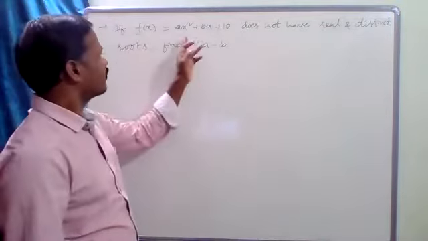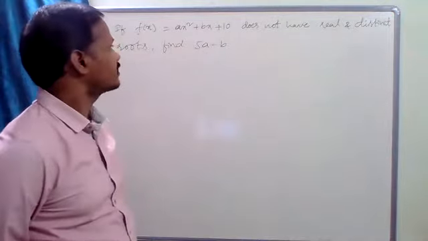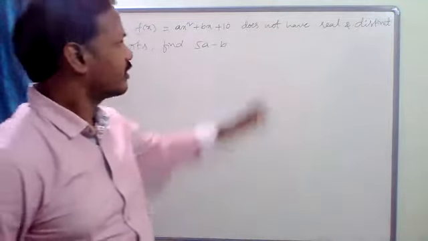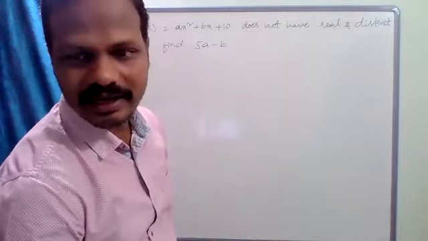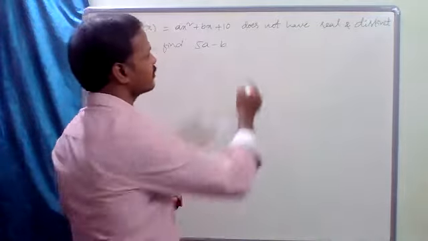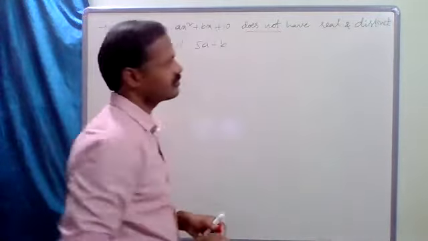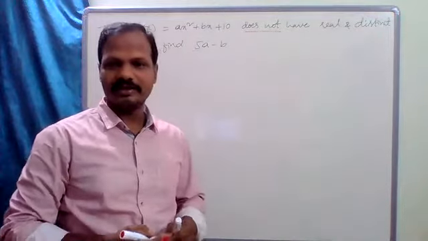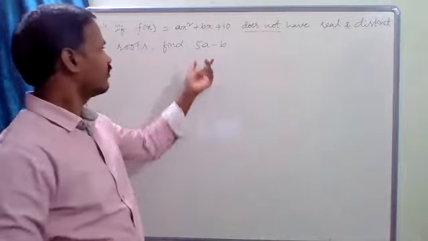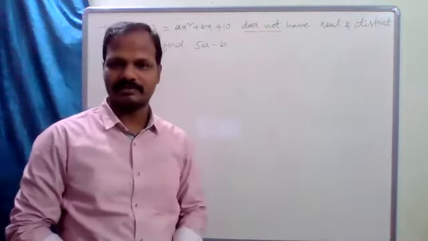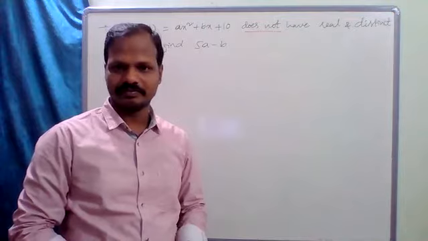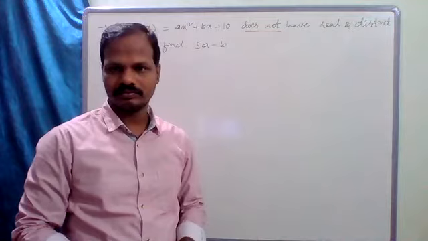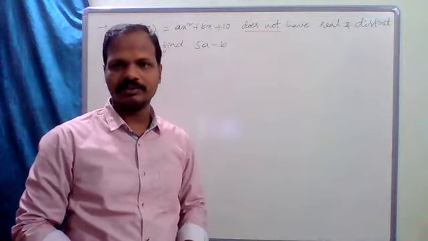If f of x equal to ax square plus bx plus 10 does not have real and distinct roots, find 5a minus b. The value of 5a minus b, that is the question. Easy problem, do it.